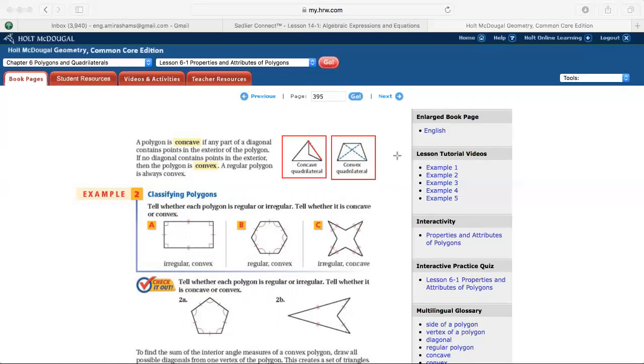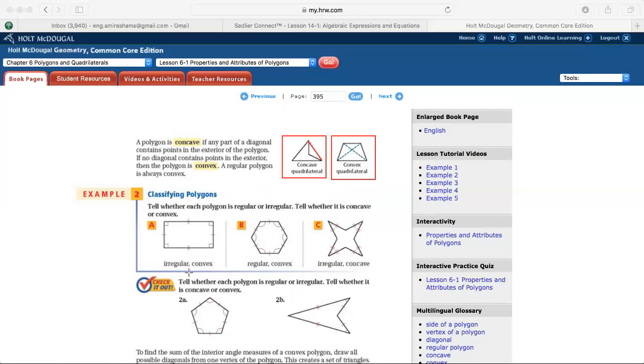Okay, girls? Tell whether each polygon is regular or irregular. Tell whether it is concave or convex. Okay, A. As you see here, each opposite sides or corresponding sides are equal, but not all the sides are equal. All the angles, yes, 90, 90, 90, 90. So it is equiangular. Is it equilateral? All the sides are equal? No. Every two opposite sides are equal, but the four sides are not equal.